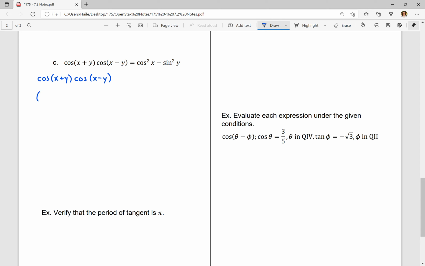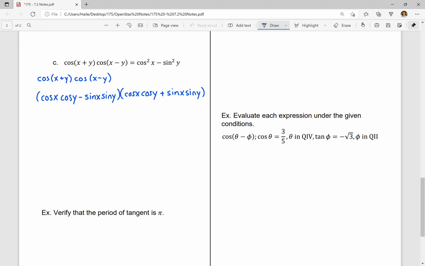So I'm going to open up parentheses, and I'm going to get cosine of x, cosine of y, minus sine of x, sine of y. And then I have another set of parentheses for the second cosine. So we have cosine of x, cosine of y, plus sine of x, sine of y.